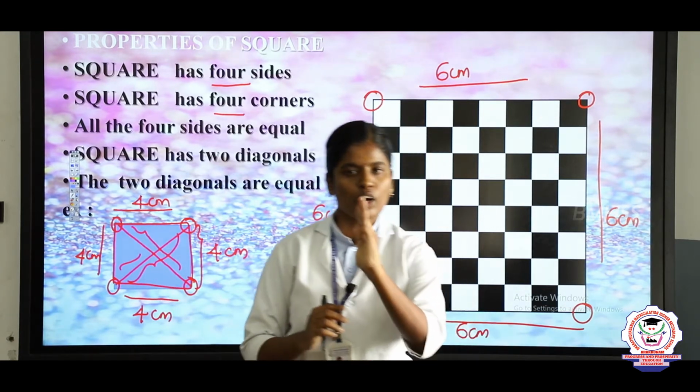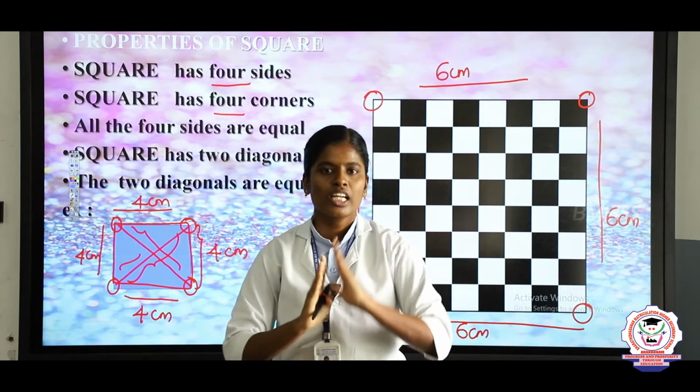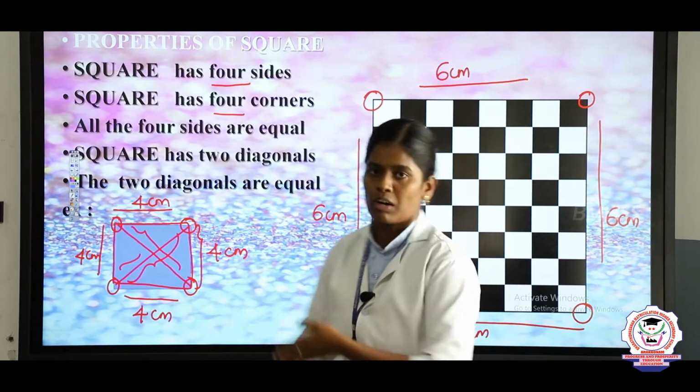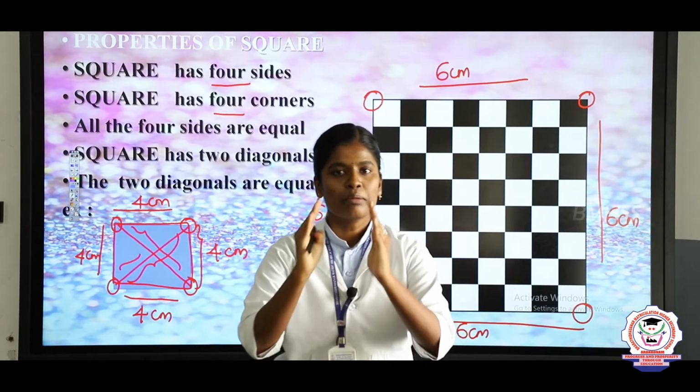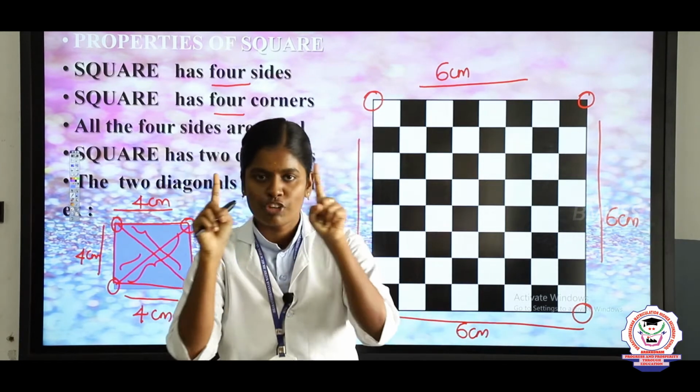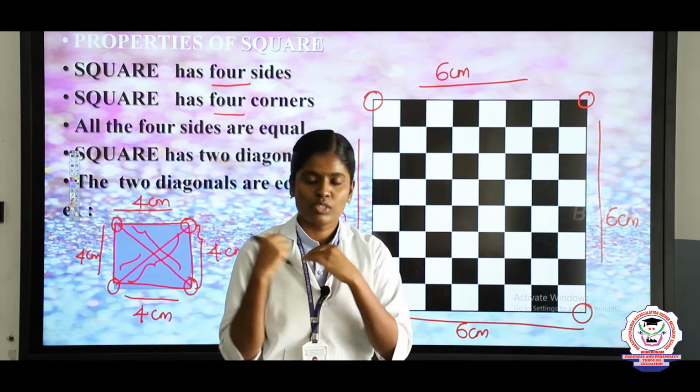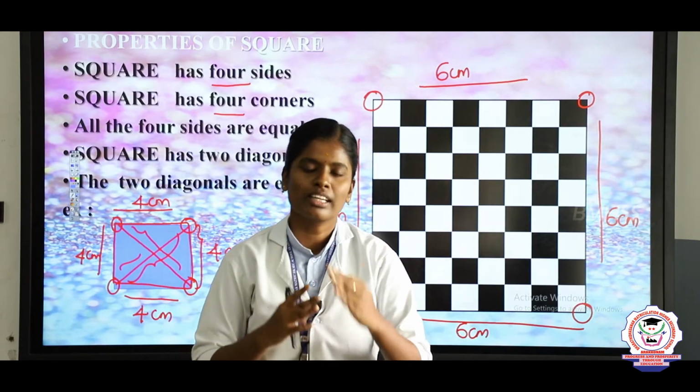Listen my children, in your home you have many shapes. If something has these properties, that is a square. Tell your mother, "Mummy, see, the clock has a square shape, that is a square, Mummy." Like that you should say.